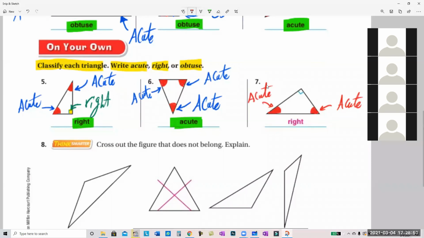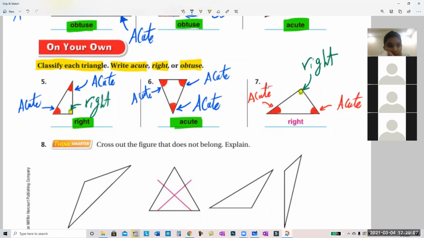What about the last one? We have a square corner angle. Yes, this is a square, meaning right. So it will be right. So let's write right triangle. So it will be a right triangle. Okay, great. Thank you so much, my dear.